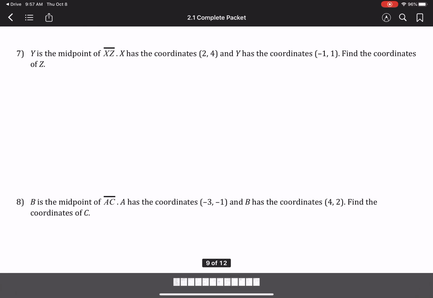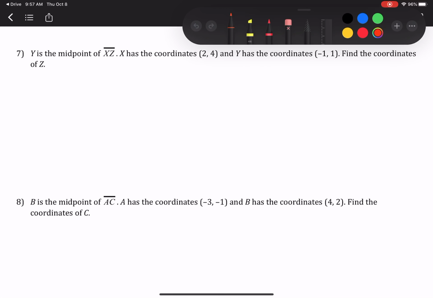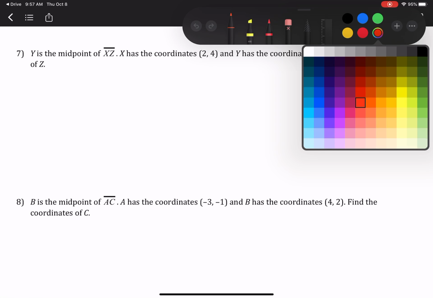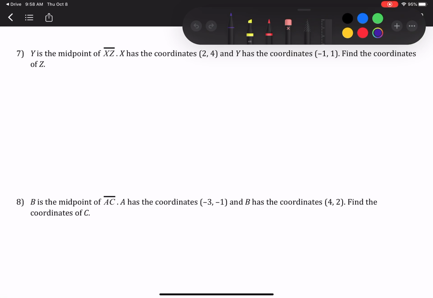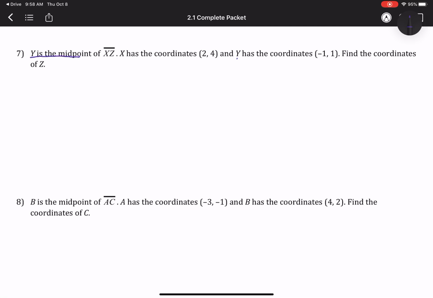So what we're seeing here is that we have this point y that is the midpoint of xz, but we know the coordinates of the midpoint, which is y. So y is the midpoint, and we know the coordinates of y. And we know the endpoint coordinates of x, but we don't know the other endpoint. So to solve, you end up with two separate equations. You have an equation for finding the midpoint of x and the y of the midpoint.